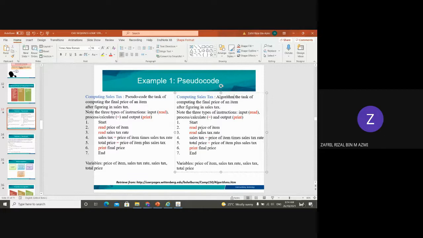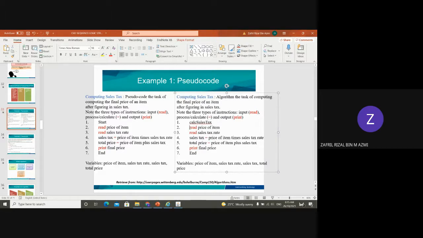But over here, normally we start with the program name. For example, this is to compute sales tax, so this program is used to calculate sales tax. We start by making sure it has numbers: 1, 2, 3. You may start with 0, 1, 2, 3. It's up to you, it doesn't matter. Let's say we start with 1 and then you put the program name.